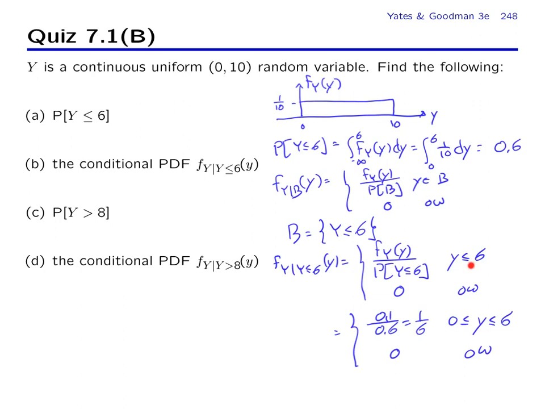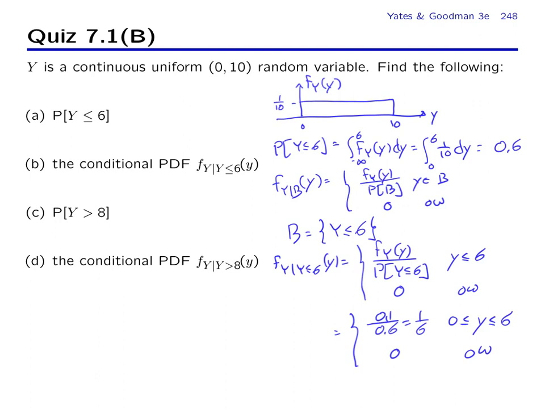It's worth noting here that the condition y less than or equal to 6 became two conditions in the next step, y greater than or equal to 0 and y less than or equal to 6. The reason is because the first condition is given, but the second condition comes from the PDF of y being 0 for y less than or equal to 0.